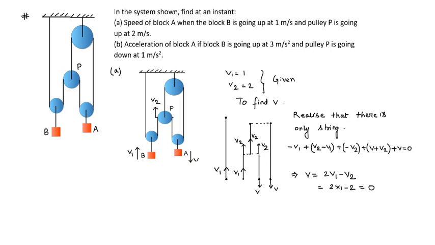Now first you must try to understand in this question that there is only one particular string. There are not two strings or three strings, there is only one string which has been wrapped around. So I have drawn all the segments of this particular string over here. Now let me call this segment as 1, let us say this is 2, let me call this as 3, 4, and this segment as 5.